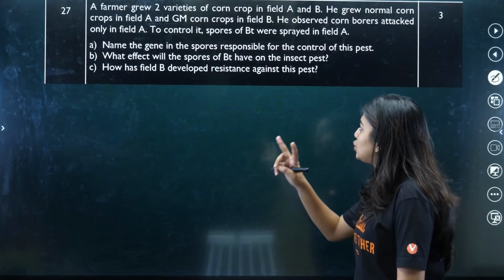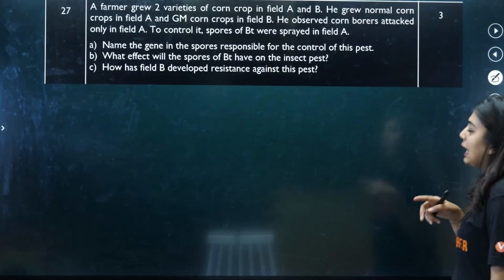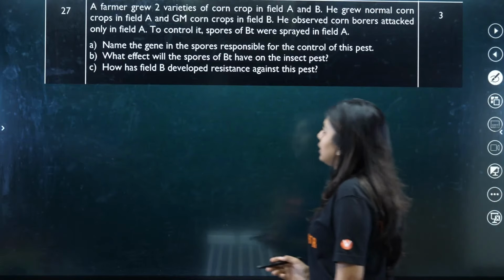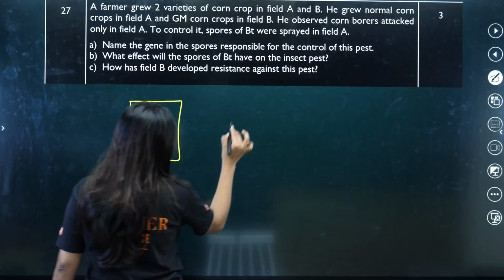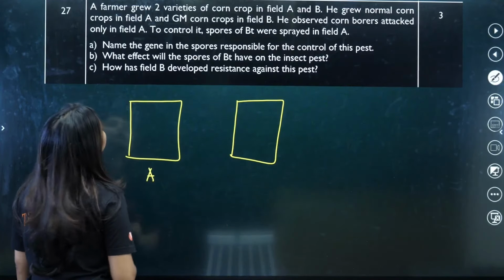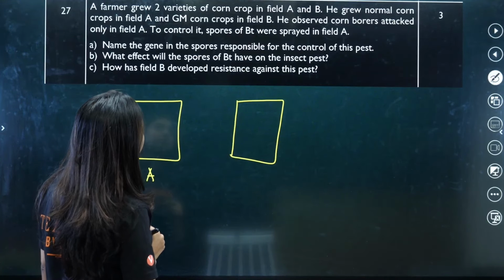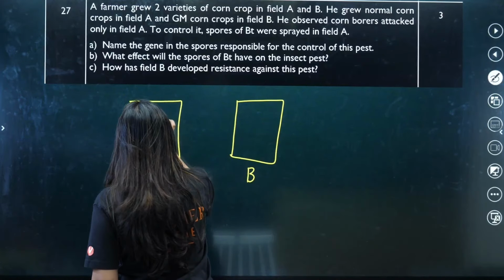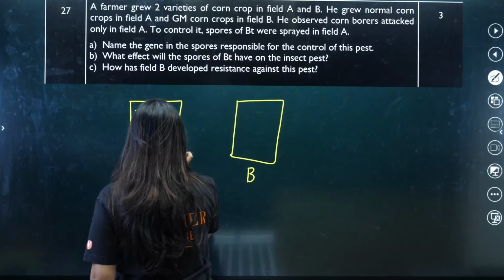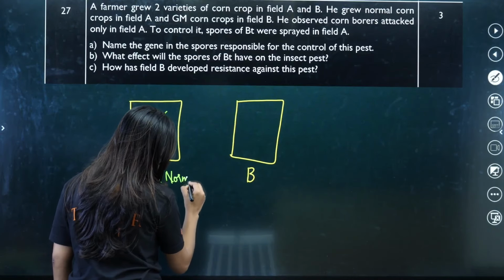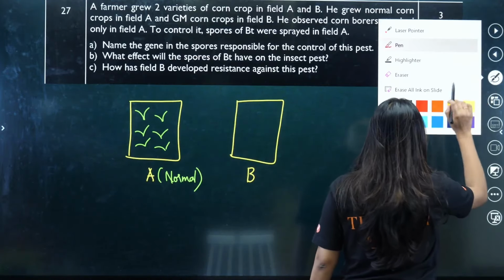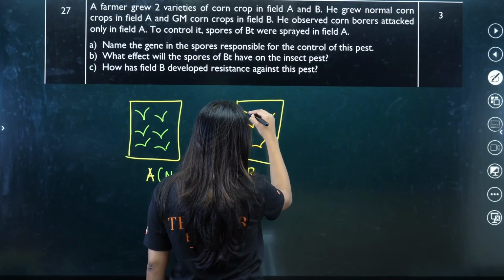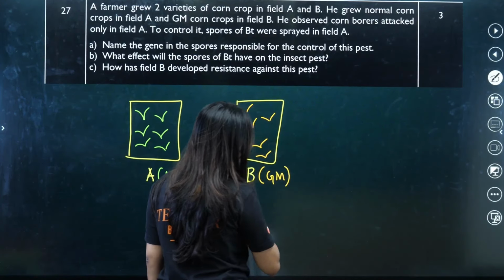Now, a farmer grew 2 varieties of corn crop in fields A and B. He grew normal corn crop in field A and GM crop in field B. Okay, 2 fields we have, students, A and B. In the first one, this is the normal one. Normal one means it is not genetically engineered, no addition, none of the organic biofertilizers, nothing is used. And here we have the modified one, the GM crop, genetically modified crop.